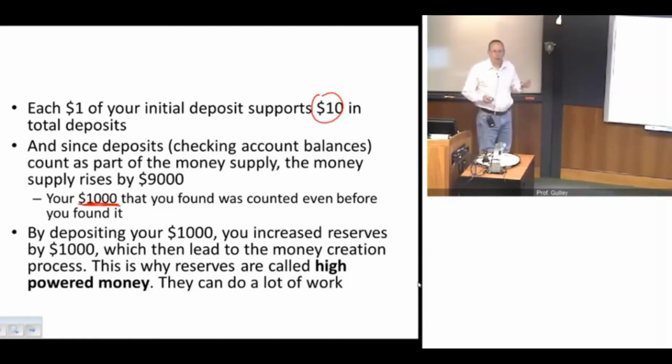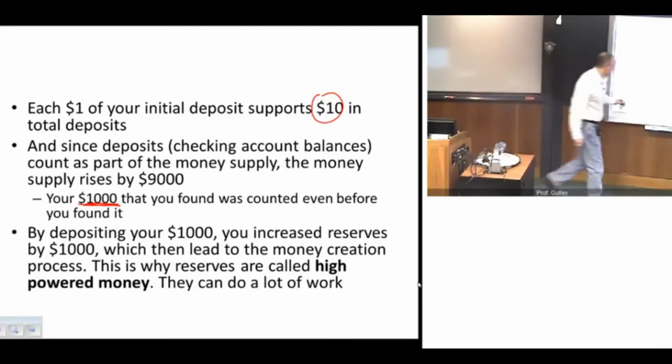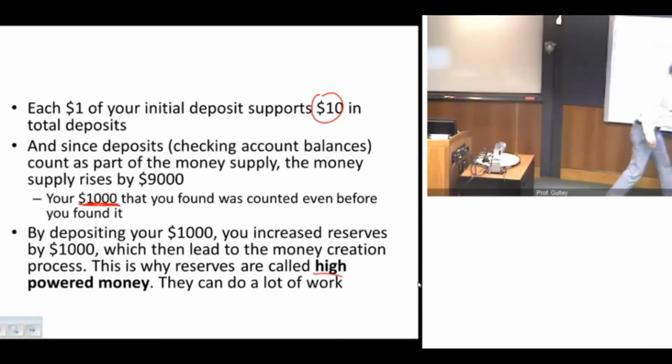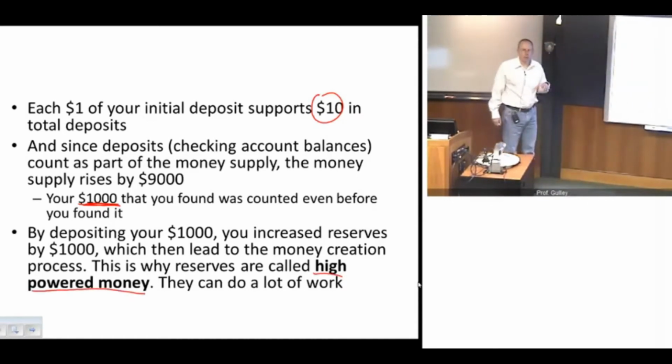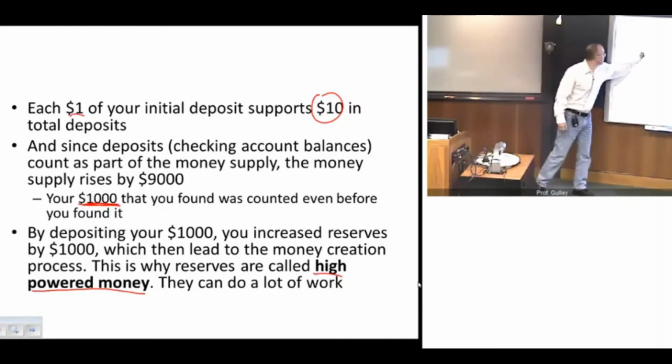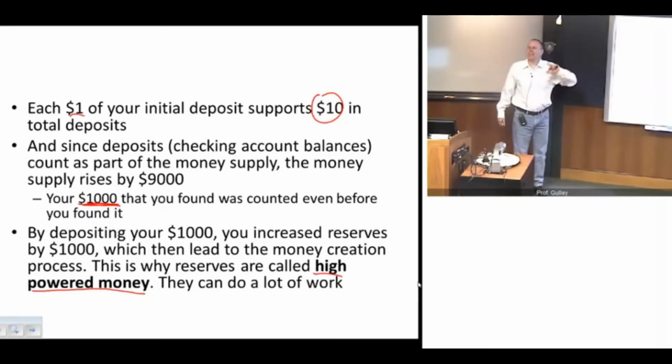Now, what happened is this: you deposited that $1,000 into the banking system. That $1,000 became, as we saw, reserves. Reserves, it turns out, are part of what's called high-powered money. And the reason they're called high-powered money is because they can do a lot of work. They can do a lot of work in this sense: each $1 of your deposits supported a $10 change in the total money supply.